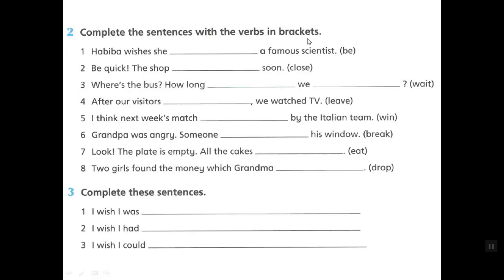Next exercise. Complete the sentences with the verbs in brackets. Number 1. Habiba wishes she, space, a famous scientist. And we have "be". So, Habiba wishes she was a famous scientist. Number 2. Be quick. The shop, space, soon. And we have "close". So, be quick, the shop will be closed soon. Number 3. Where is the bus? How long, space, we, space. And we have "wait". So, where is the bus? How long have we been waiting?